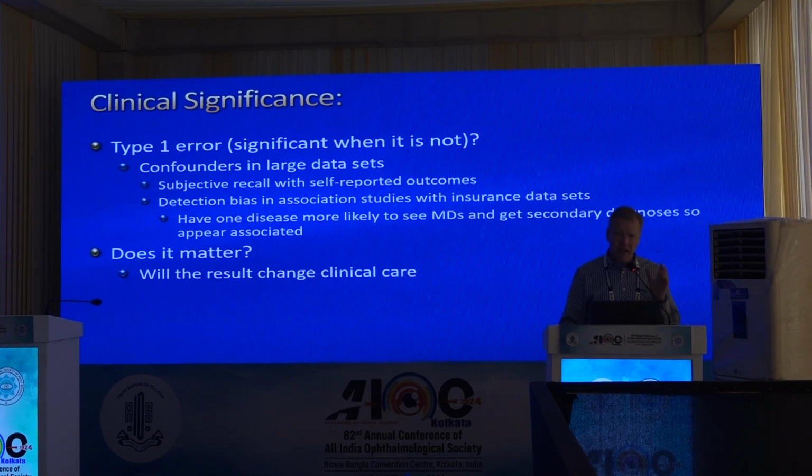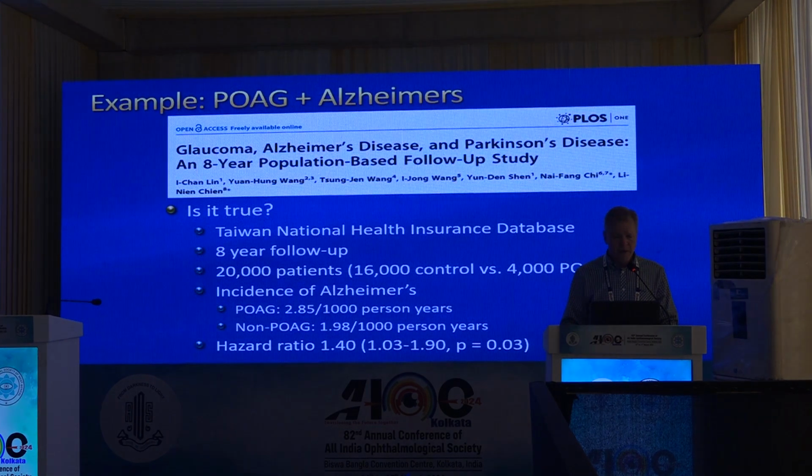We also see this with detection bias with insurance data sets. You'll see these huge data sets used, and they'll show some sort of significant level. So this is kind of an example of this: glaucoma, Alzheimer's disease, and Parkinson's disease were all associated with glaucoma. And this comes from a Taiwanese national insurance database. They had 8 years of follow-up. They had a huge sample size of 20,000 patients, and they used 16,000 controls and 4,000 with glaucoma.